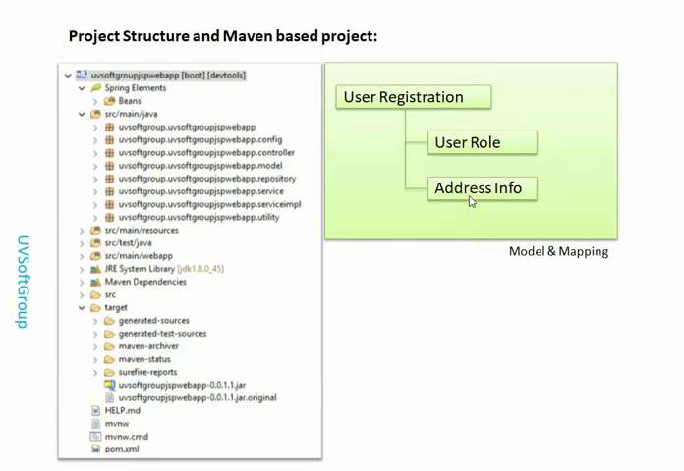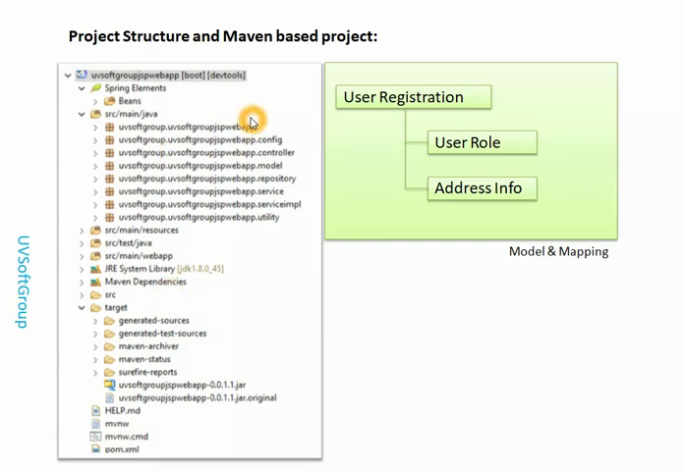And this is the address part. Maybe a user tries to register, and he has multiple address information. That means every registered user has multiple user roles, one to many, and one to many address information. And here you can see the real project structure.